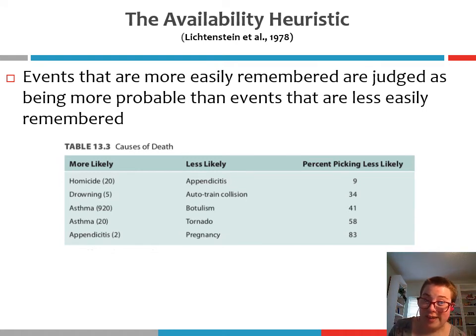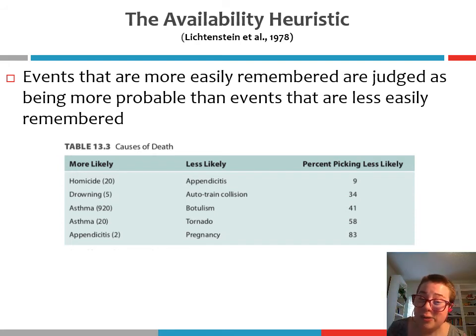And similarly, 58% of people assumed you're more likely to die from a tornado than you are to die of asthma, but in reality, you're 20 times more likely to die from asthma than you are from dying in a tornado, right? So what's happening here? Why are people so bad at this task?